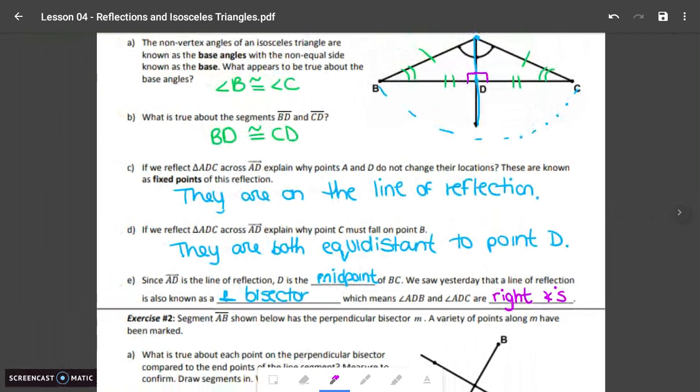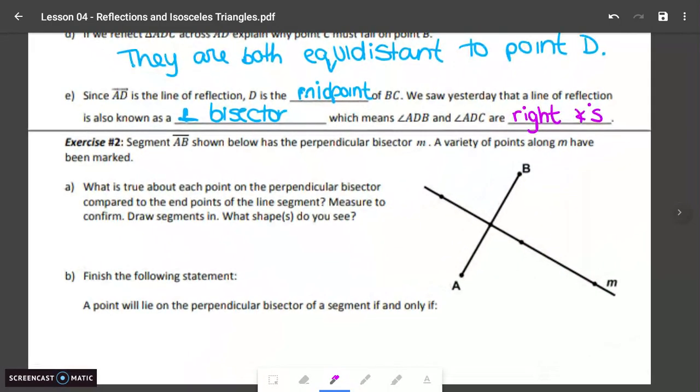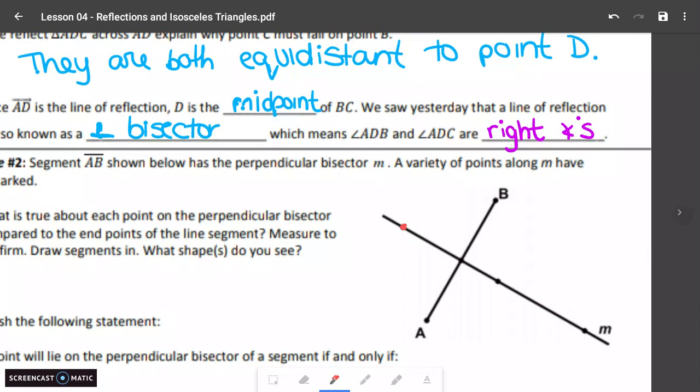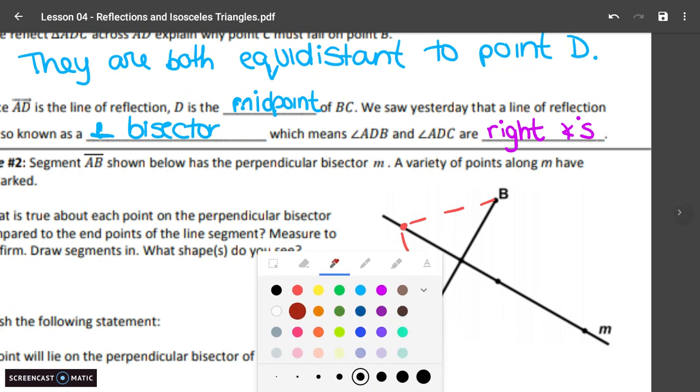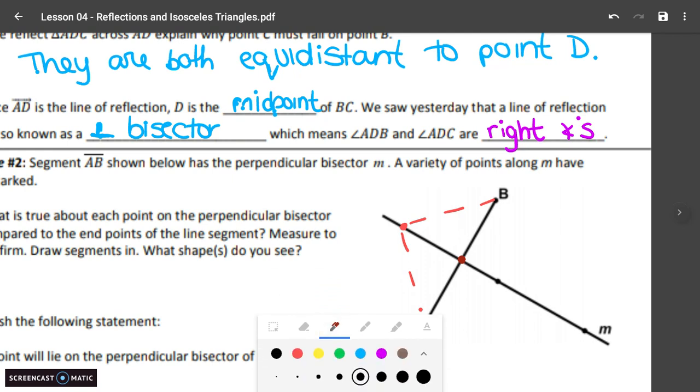Okay. One other thing that's very interesting about a perpendicular bisector, we'll see in exercise 2. So we know that AB that's shown has the perpendicular bisector M, and then a variety of points along the way have been marked. What is true about each point on the perpendicular bisector compared to the endpoints of the line segment? So what I mean by that is I can connect this first point to the endpoint B and the endpoint A. I could do it again here along this point. We know that's our midpoint of the two.